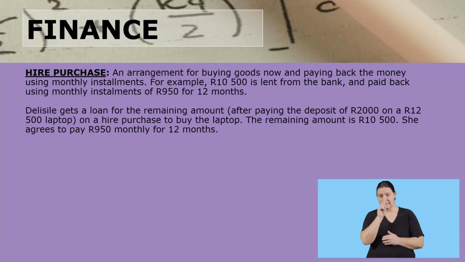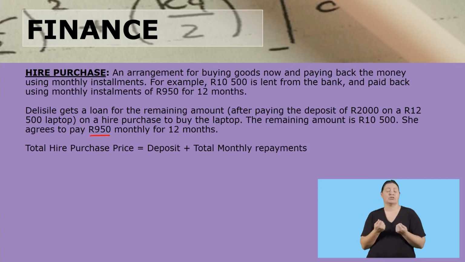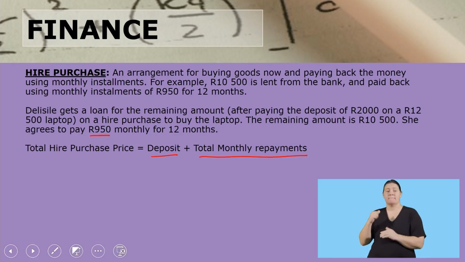Let's see what Delisile does with this hire purchase. So Delisile gets a loan for the remaining amount after paying that deposit of 2,000 rand on a laptop that costs 12,500 rands on hire purchase to buy the laptop. The remaining amount is 10,500 rands. She agrees to pay 950 rands monthly for 12 months. So we now need to calculate the total amount of money that Delisile is going to pay back. And we find that by saying the deposit that she paid already plus the total monthly repayments.